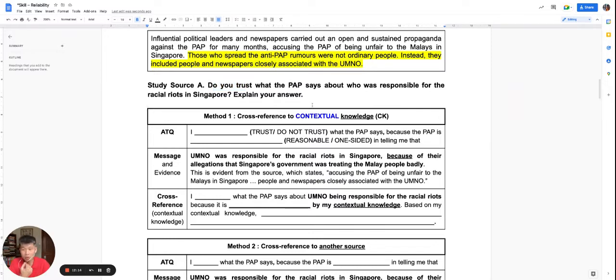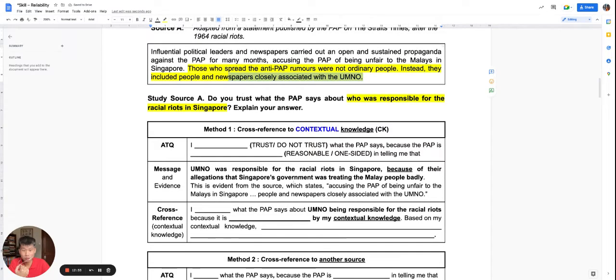Okay, so I'm going to talk to myself and I'm going to answer this question in my head and I'm going to do it really fast. Study Source A. Do you trust what the PAP says about who was responsible for the racial riots in Singapore? This is the question focus. It has to come out. So, who was responsible? Well, the PAP says UMNO was responsible, right? UMNO was responsible because of their allegations that Singapore's PAP government treated the Malay people badly. Okay. So this would be an evidence. People accusing the PAP of being unfair to the Malays, people and newspapers closely associated with UMNO.